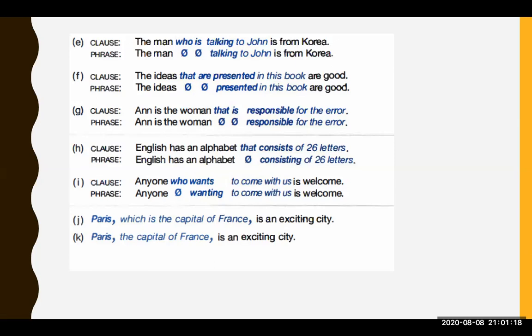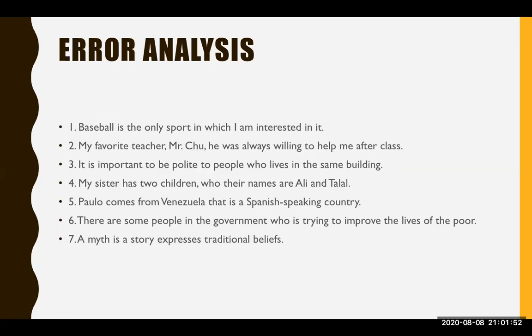And again, you use this reduction with nouns. It's beautiful. It's very common. Paris, which is the capital of France, is an exciting city. Paris, the capital of France, is an exciting city. Donald Trump, who is the 45th president of the United States, is dumb. Donald Trump, the 45th president of the United States, is dumb. You delete who, you delete the verb to be, you delete which, you delete the verb to be, and you have a phrase instead. And finally, again, I'll stop here.